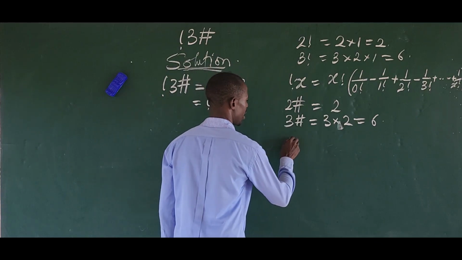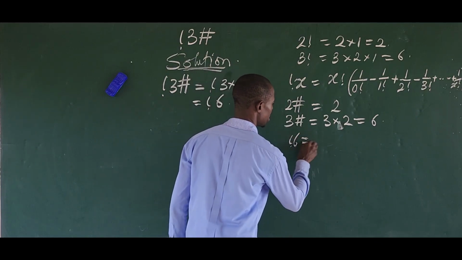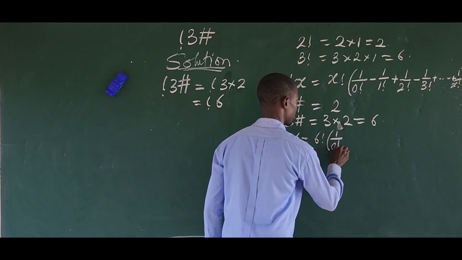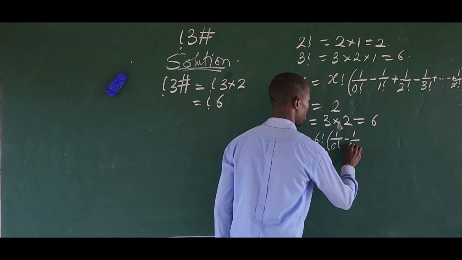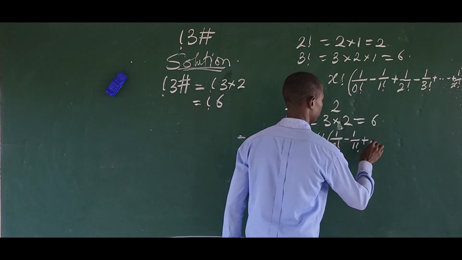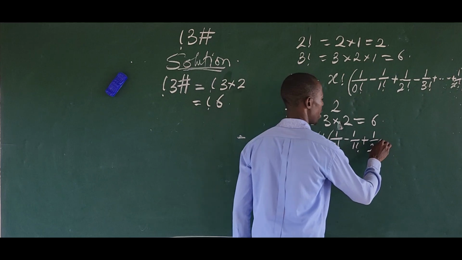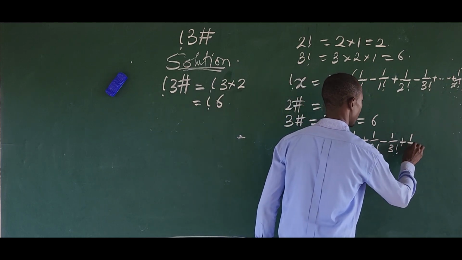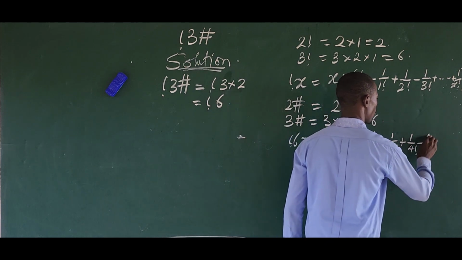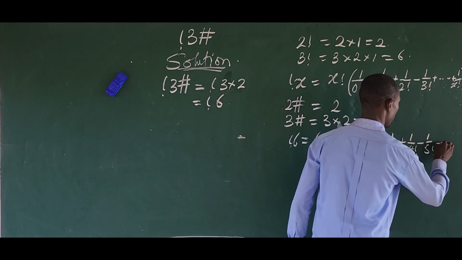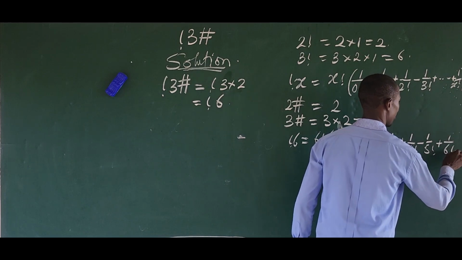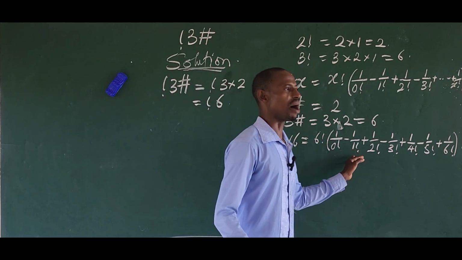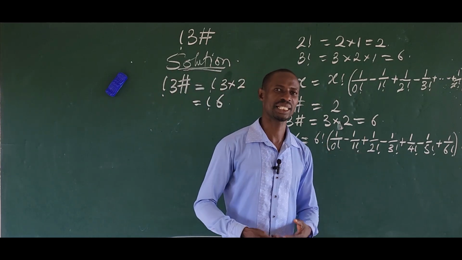So we know that our subfactorial of 6 is equal to 6 factorial, bracket, 1 over 0 factorial minus 1 over 1 factorial plus 1 over 2 factorial minus 1 over 3 factorial plus 1 over 4 factorial, then minus 1 over 5 factorial plus 1 over 6 factorial, close bracket. Okay, so from here, we have to look for our 0 factorial. We know 0 factorial is equal to 1.